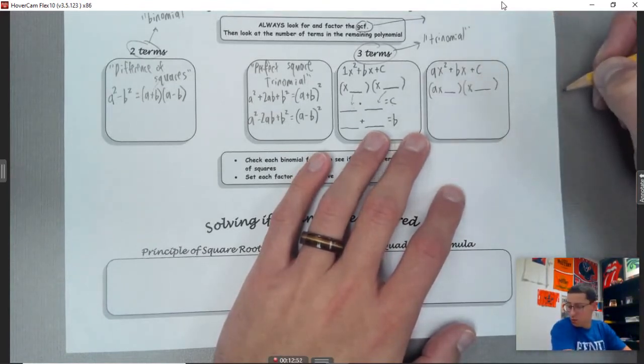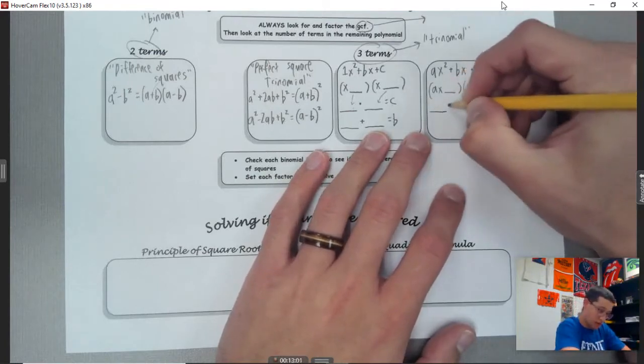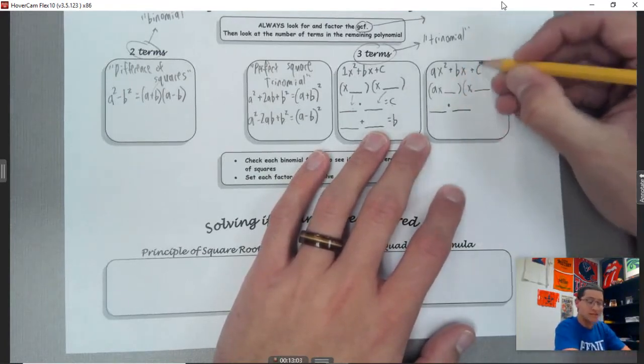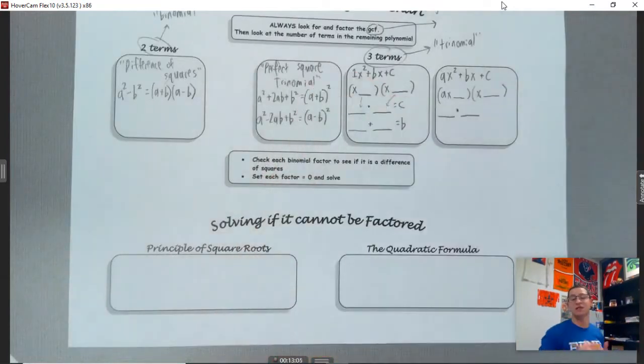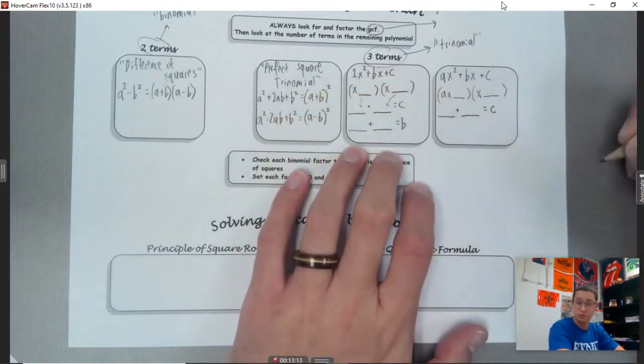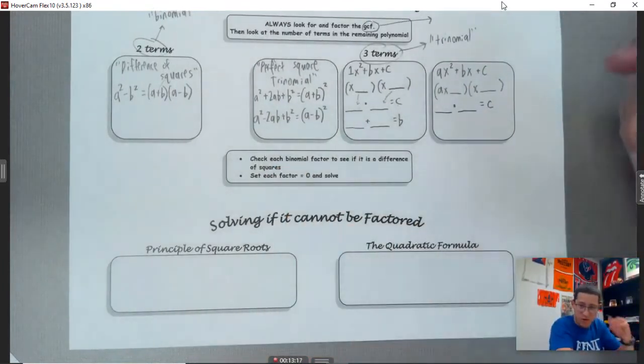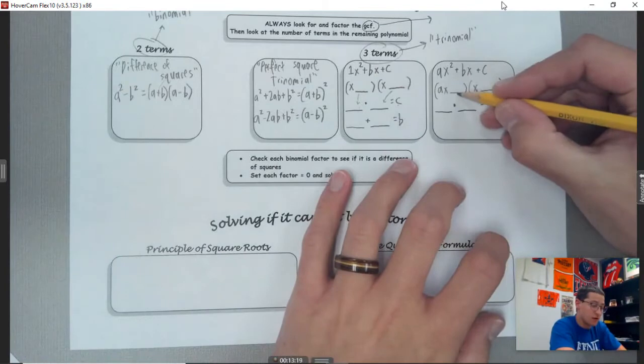What we want here is the blank times the blank to still equal c, because that's the last part of the FOIL, right? First, outside, inside, last. The last times the last still has to equal c. Then you have a little bit of a different part. You've got the outside and the inside that you still have to talk about.